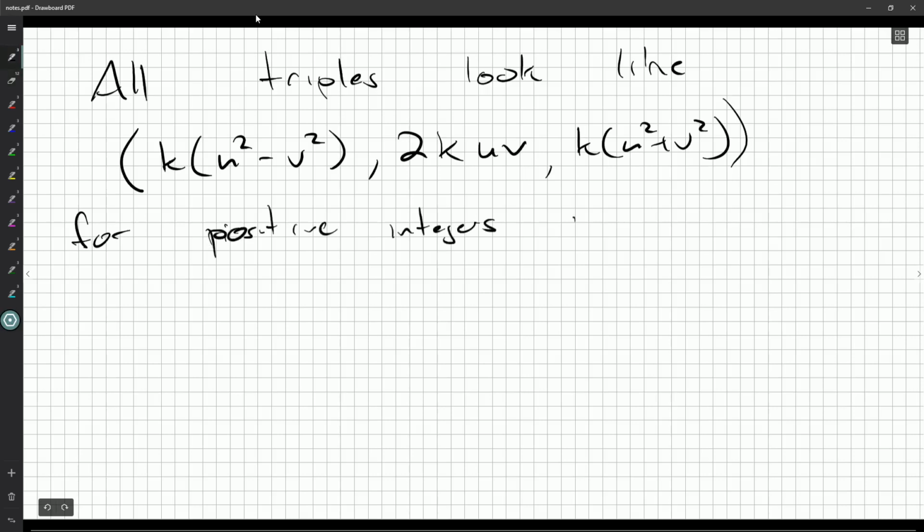Integers, u and v. So this is a useful thing. If you haven't seen this before, it's a very useful way. You write out all the Pythagorean triples this way.